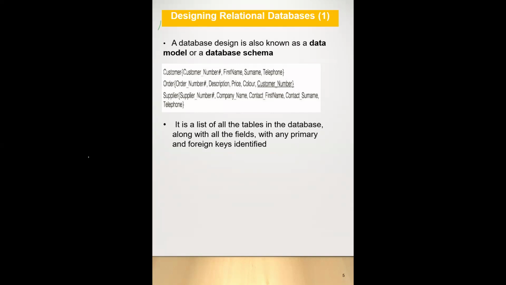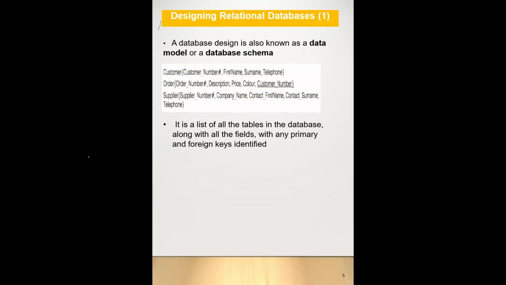A database design is also known as a data model or database schema. This is a typical example of a data model or schema. We have a customer, so we have the customer number, the first name, the surname, and the telephone number of the customer.